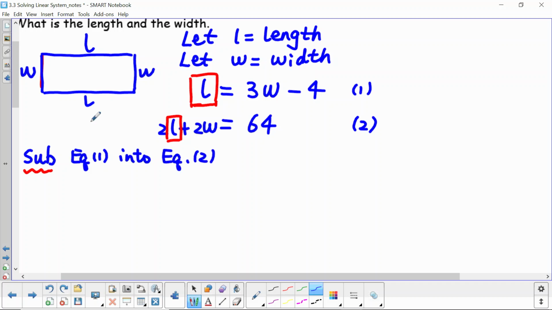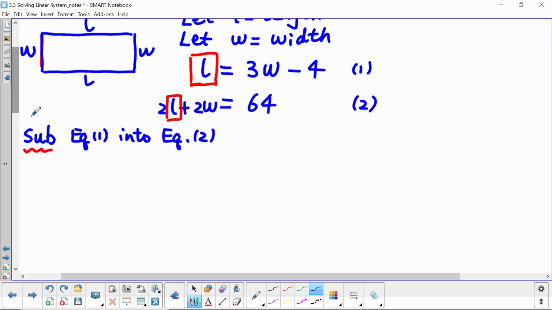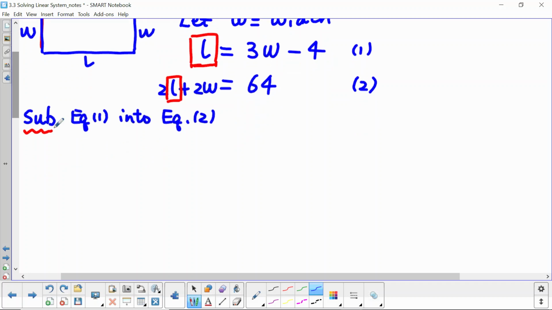So we kick the variable inside the box out. So it will be 2, then L is out, use the equivalent to replace the L. They are equal. So plus 2W equals 64. So 2 times (3W minus 4) plus 2W equals 64.